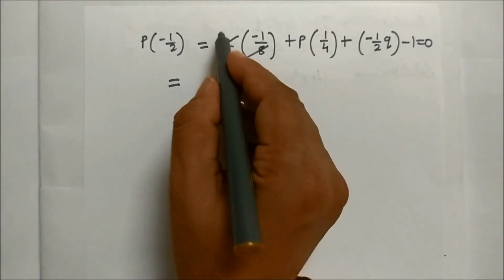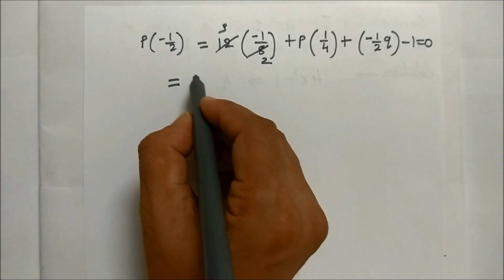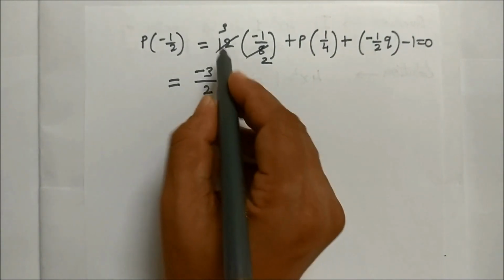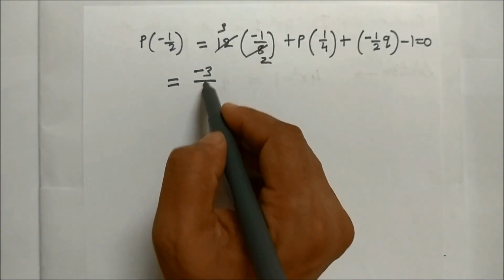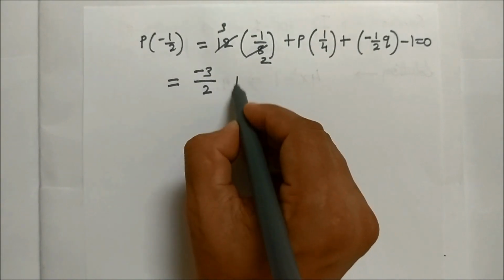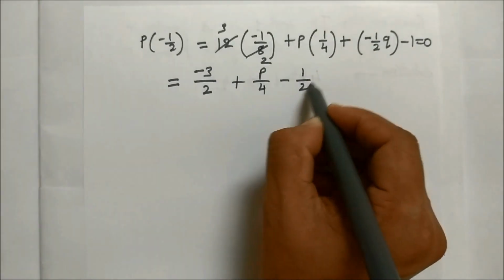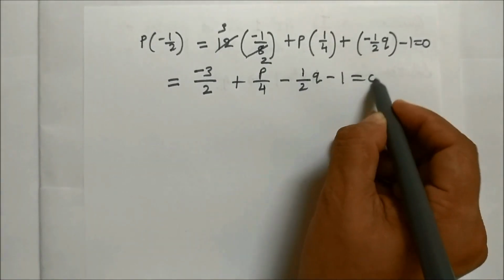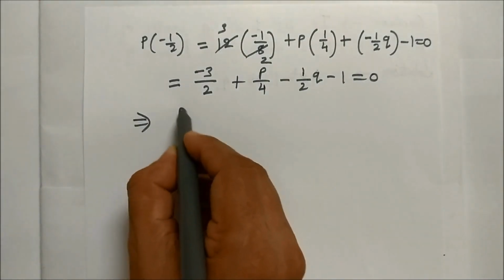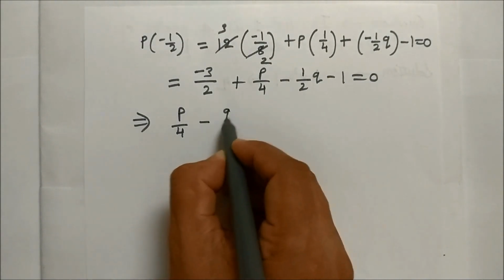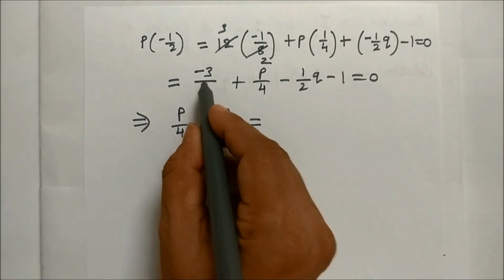Now here we can cancel this. 4 3s are 12, 4 2s are 8. So minus 3 upon 2, because 3 into minus 1 is equal to minus 3. Here p by 4 minus 1 upon 2q minus 1 is equal to 0. Or we can write p upon 4 minus q upon 2 is equal to minus 3 by 2.